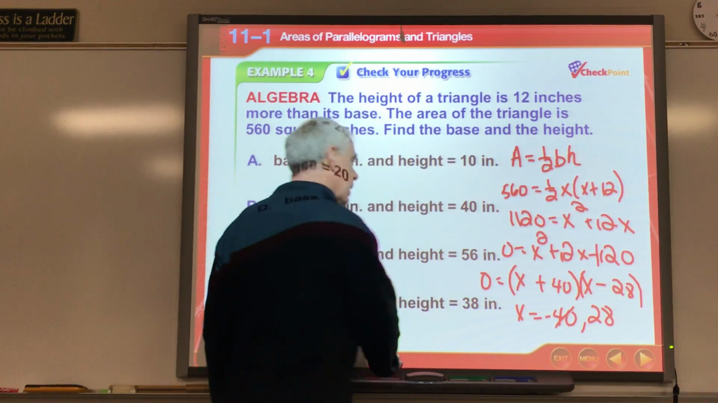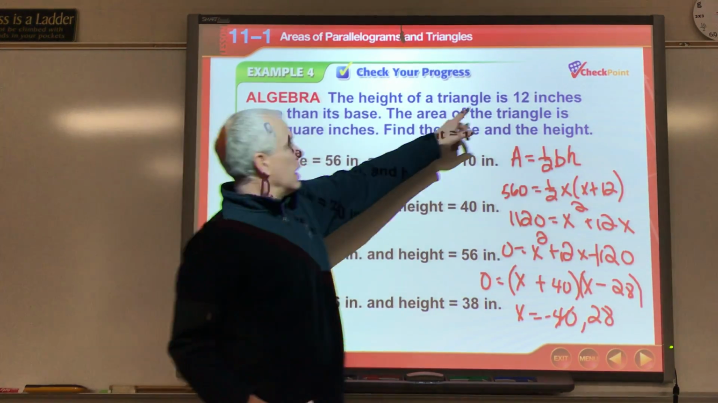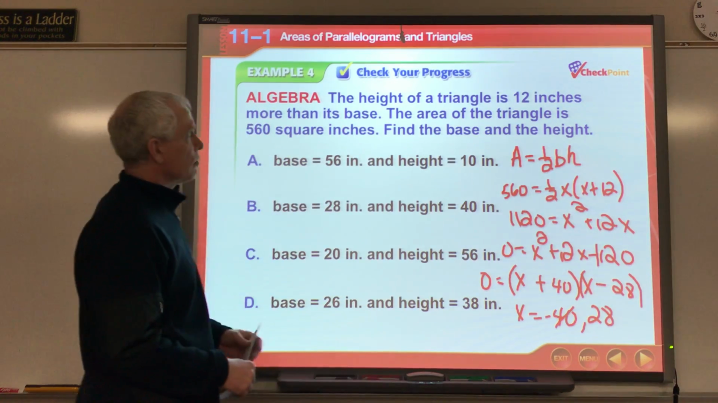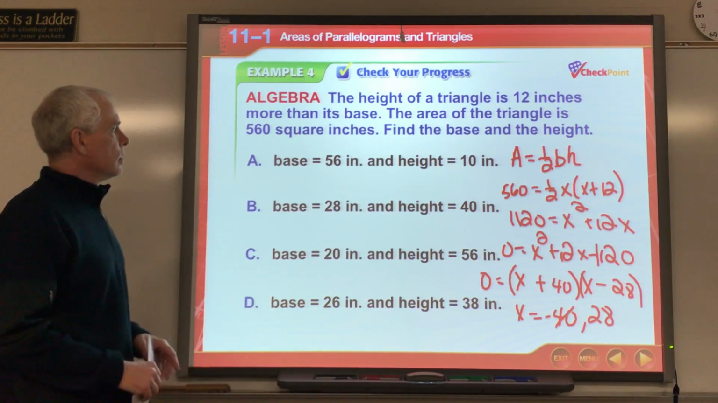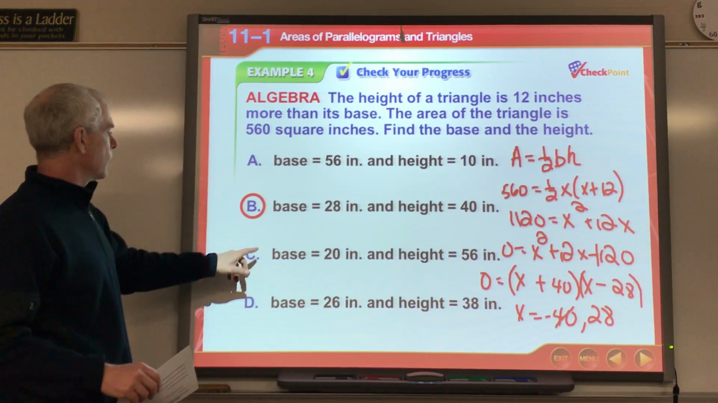So I'm going to leave the 28. X was our base, so I think our base is 28 inches, and adding 12 to that, I get 40. I think 40 is our height. So 28 inches for the base and 40 inches for the height. And there's the algebra that goes with it.